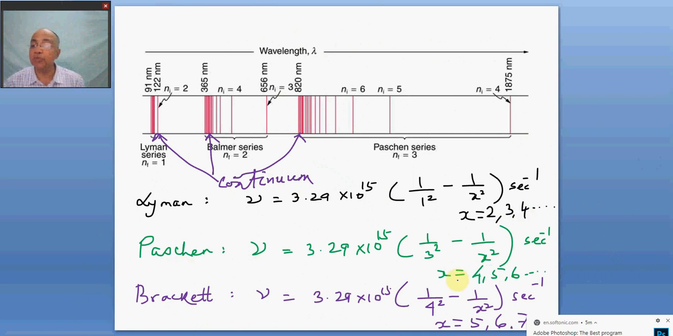Similarly, for the Paschen series, the terminating shell is 3 instead of 2 here. For Balmer it was 2, and the higher shells are 4, 5, 6 and so on. For Brackett, the terminating shell is 4 and the higher shells are 5, 6, 7. Similarly, in the Pfund series, the terminating shell is 5 and the higher shells are 6, 7, 8. And in the Humphreys series, the latest series, it is 6 and the higher shells are 7, 8, 9 and so on.